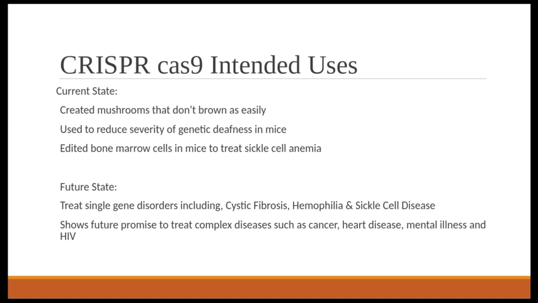What are some of CRISPR's intended uses? Currently, some of the things that they have been able to do using the gene editing technique is create mushrooms that don't brown as easily. They have used it to reduce the severity of genetic deafness in mice. And they have also edited bone marrow cells in mice to treat sickle cell anemia.